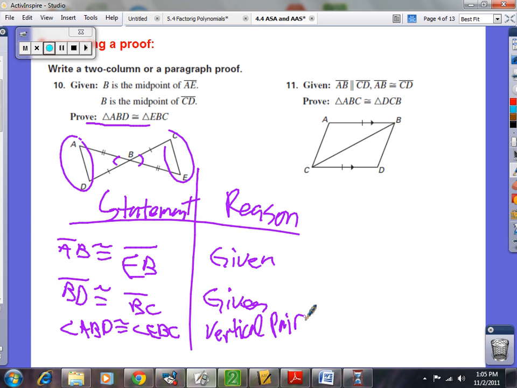And then your final statement is going to be this. The proof. I know that triangle ABD is congruent to triangle EBC because I've got a side angle side. Side angle side.